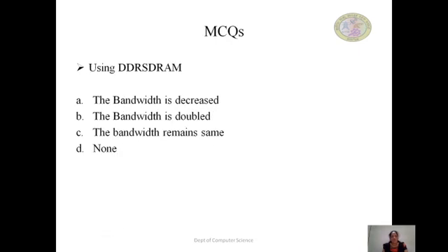The next question, using DDR SDRAM, option A, the bandwidth is decreased, option B, the bandwidth is doubled, option C, bandwidth remains the same, and option D, none of the above. By using the DDR SDRAM, the bandwidth will be double. Hence the name, double data rate SDRAM. So the answer is option B, the bandwidth is doubled.